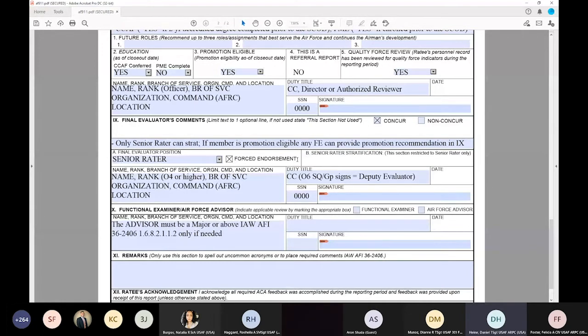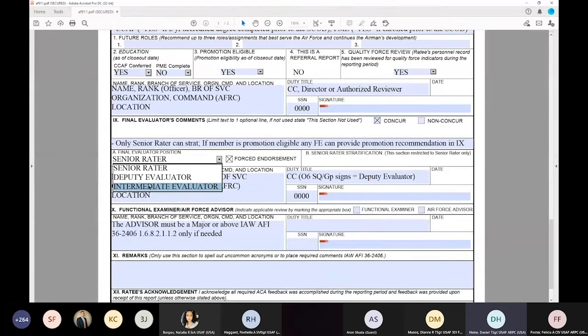If this member is not receiving a stratification and does not directly work for the senior rater, then the senior rater is not allowed to sign the report. The report must go back down to at least the deputy evaluator or intermediate evaluator. We'll just throw this example out.